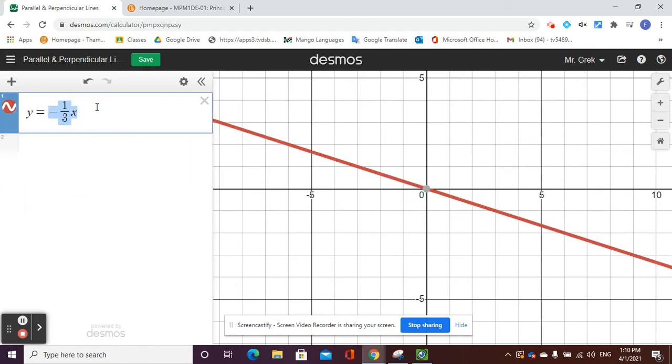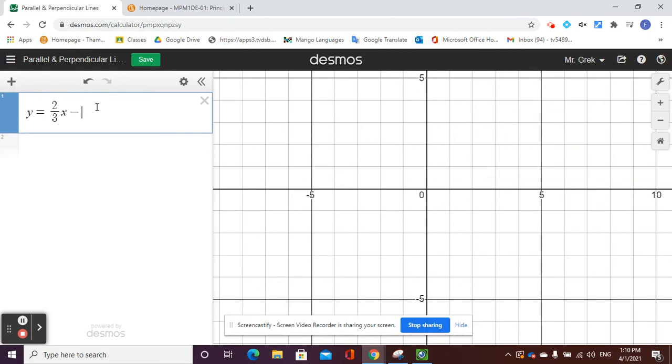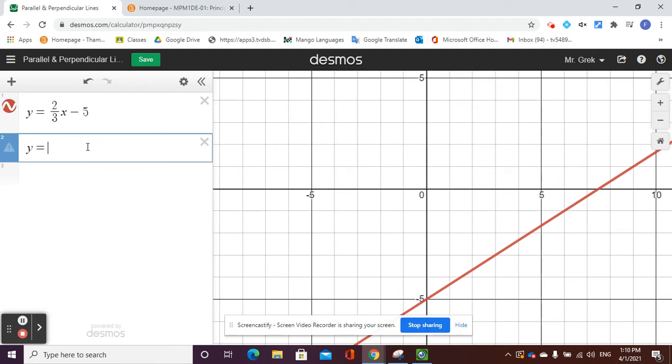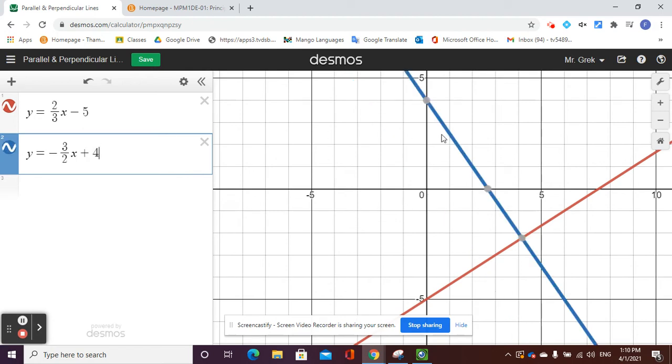So for example, let's see if we can find the equation of the line that is perpendicular to the red line, but has a y-intercept of positive 4. So if it's perpendicular, I need to take the negative reciprocal. So I flip the fraction and I change the sign. For the y-intercept of 4, then my b value needs to be positive 4. So sure enough, my blue line has the negative reciprocal slope. So it's perpendicular, and it has a y-intercept of 4.